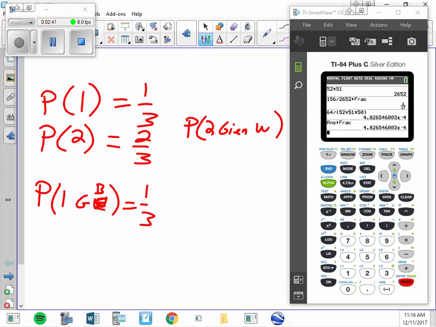Okay, letter B. A is independent. So B, is the chance of drawing a 1 the same as drawing a 1 if you know the color? Yes. And is it true for all the other numbers and colors? Yes. So B is independent.